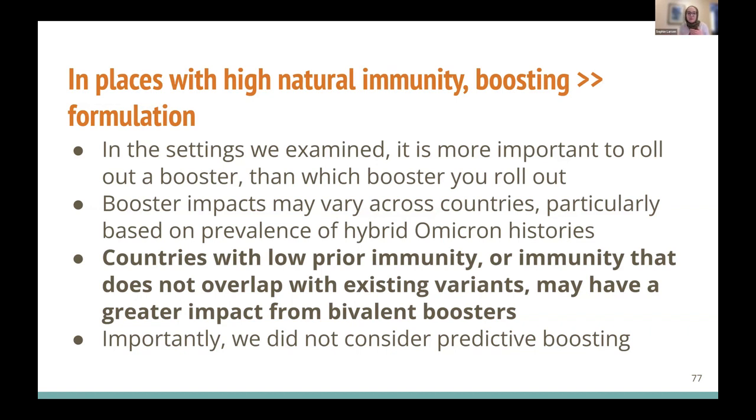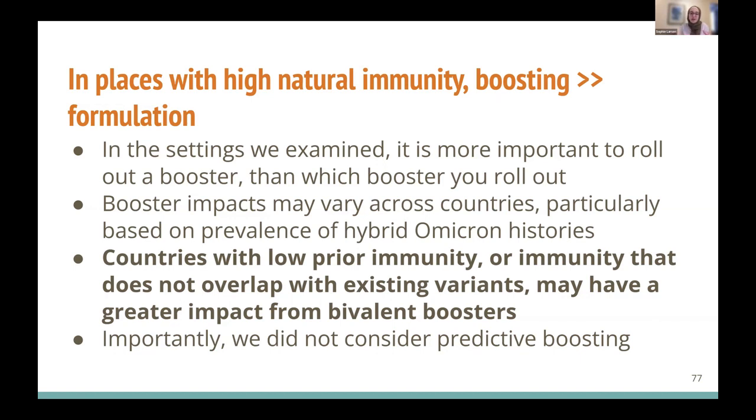The booster impacts can vary across countries. What formulation is optimal seems to be influenced by the prevalence of hybrid Omicron histories in a country. But then really I want to emphasize that in a country with low prior immunity, or immunity that really doesn't overlap with existing variants, you might have a much bigger impact from the bivalent boosters.